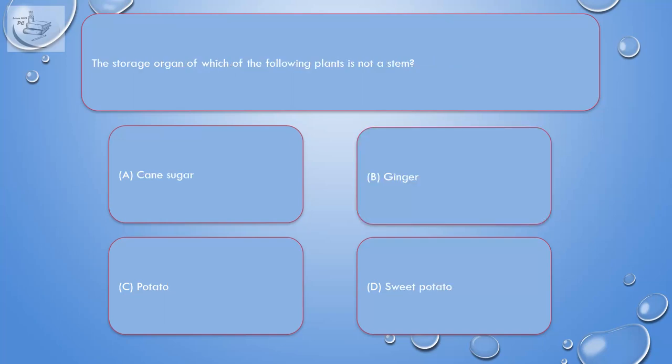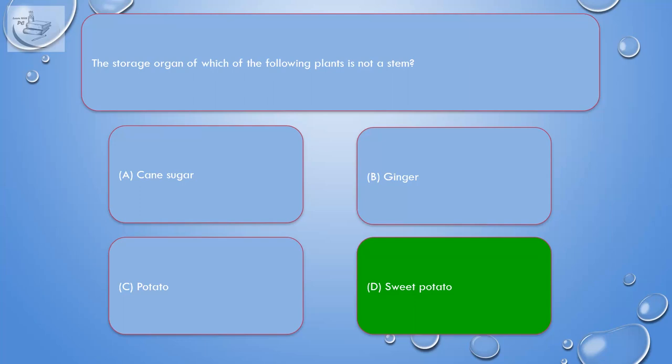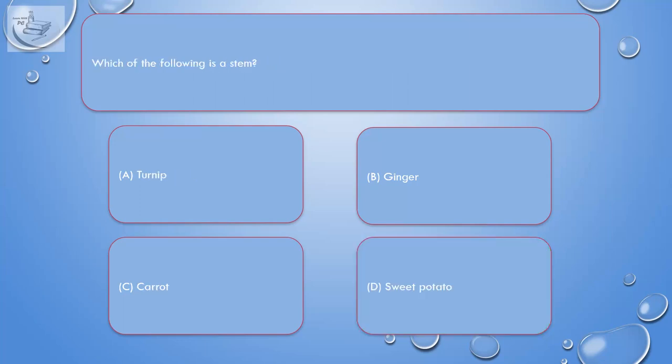Question: the storage organ of which of the following plants is not a stem? A. Cane sugar. B. Ginger. C. Potato. D. Sweet potato. Correct answer is D. Sweet potato. Question: which of the following is a stem? A. Turnip. B. Ginger. C. Carrot. D. Sweet potato. Correct answer is B. Ginger.